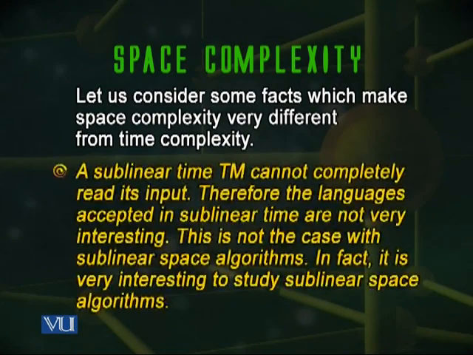A sublinear time algorithm cannot completely read its input. So if I tell you that I have an algorithm which requires order square root of n steps to solve a problem on input of length n, then you can be sure that for large n, this Turing machine does not read its entire input, because reading all the way to the end takes n steps, and since it takes square root of n steps, it must stop reading before it reaches the end of the input.